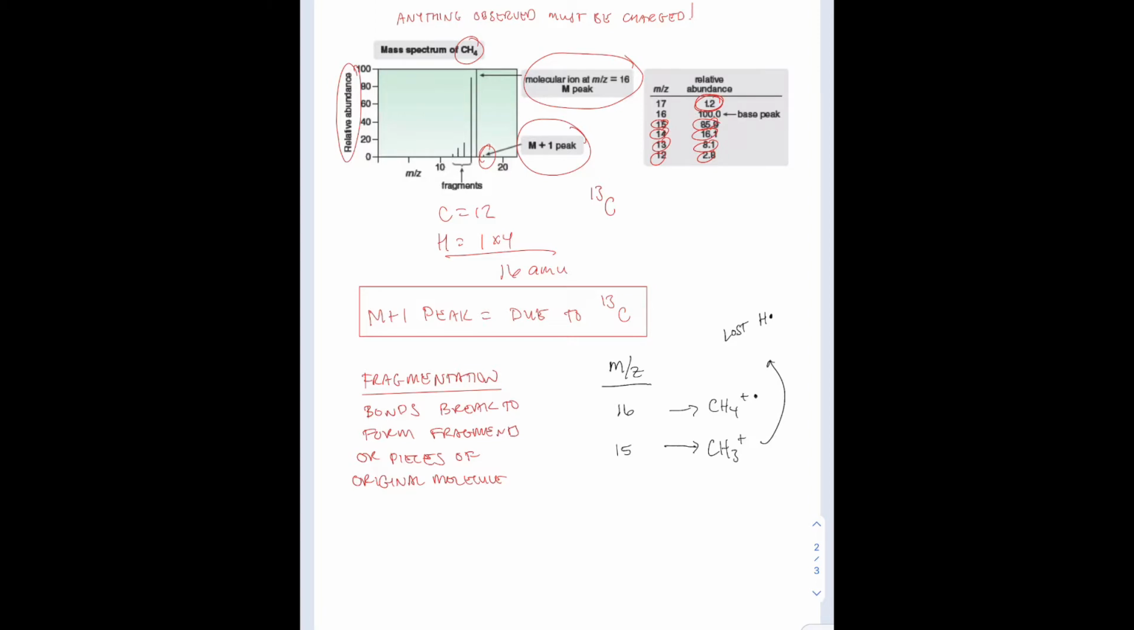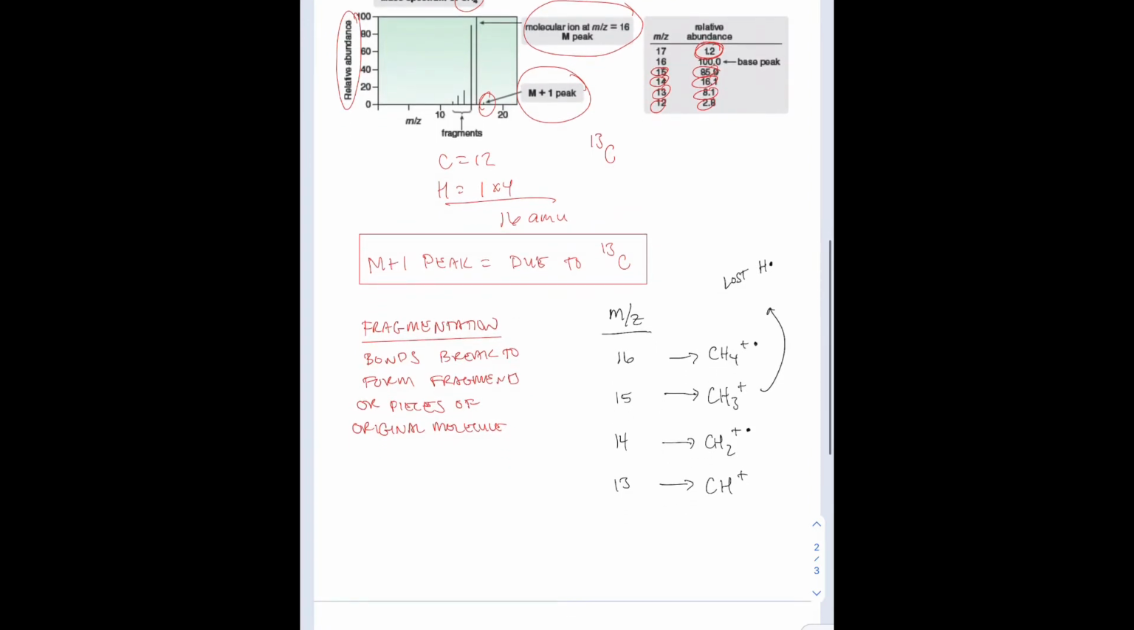Okay, and that's why we don't have this radical anymore on the mass to charge of 15, but that's okay because we still have a positive charge on that molecule. Then we have a mass to charge of 14. Let's say we lost another hydrogen atom. That means we would get an H2 plus with another radical. Mass to charge of 13. Let's see if you can guess the right thing.